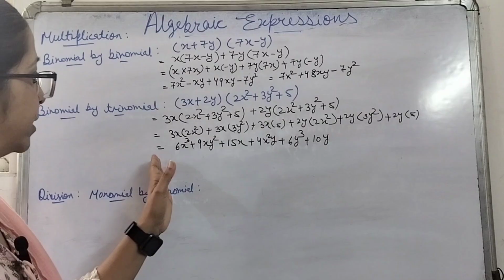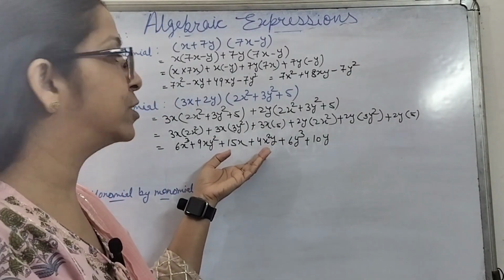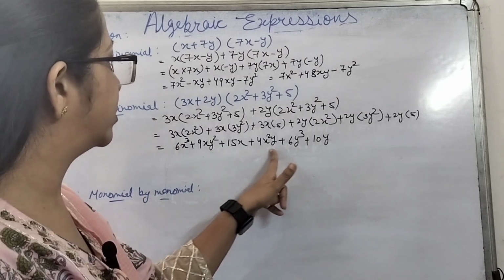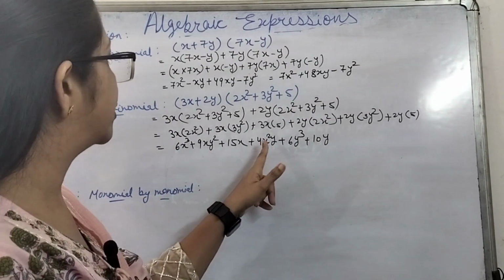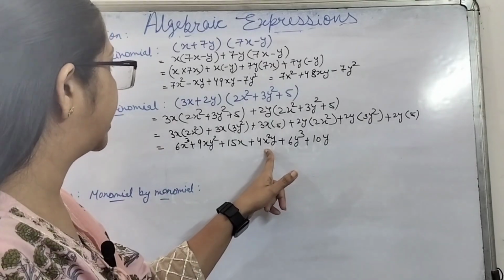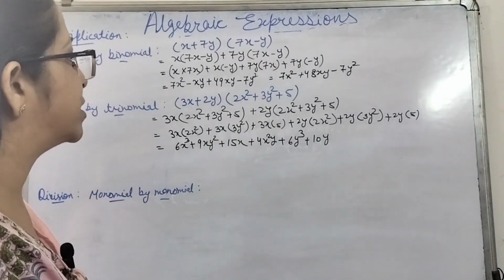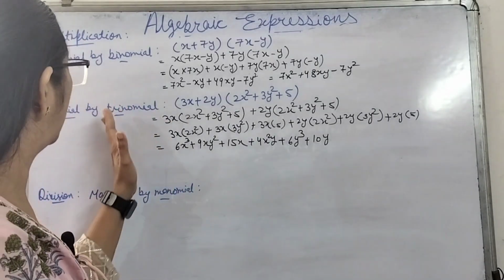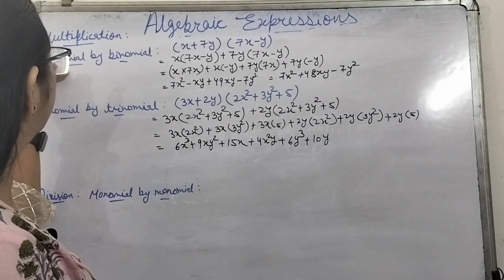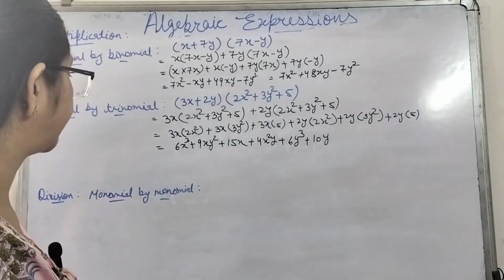Now just check whether there is any like term. If any like term is there, then we can combine these two like terms. X cube, there is no other term with x cube. X y square, it is your x square y. So they are unlike terms. This is having x, this is having y, this is y cube. So all the terms are unlike terms. So this will be your answer. So this is how we can multiply any given algebraic expression by another algebraic expression.